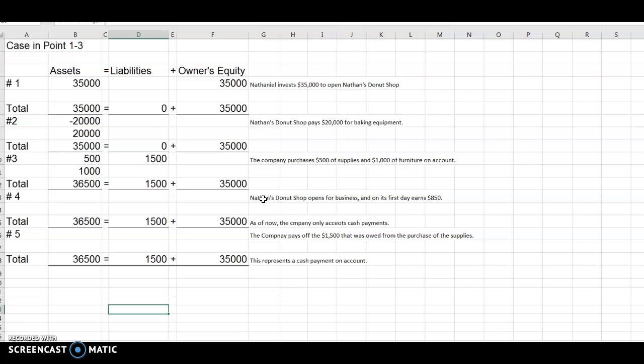Remember, for every transaction, at least 2 accounts are impacted. The company has more cash than it did before and has now earned more revenue than it had previously. Therefore, both accounts have increased.